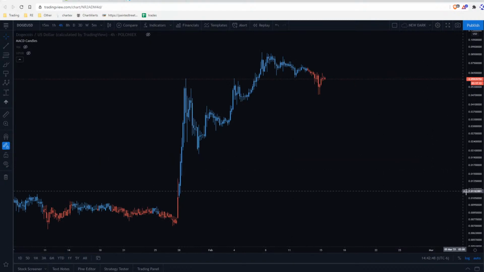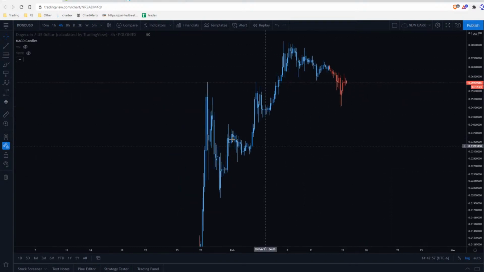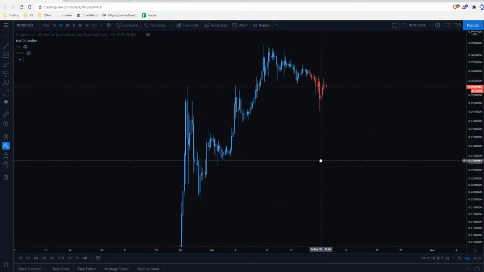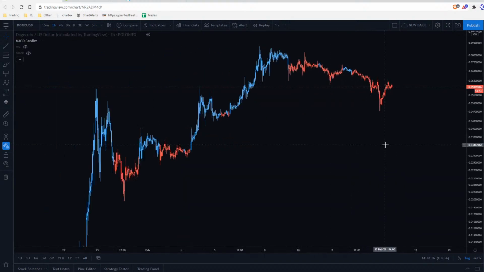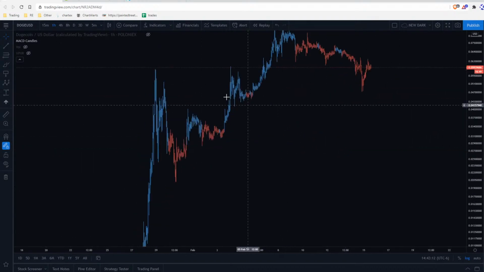That was back here. And Link since then has only gone up. Now I sent him a picture of how Link has only gone up since that point. This actually doesn't look bad though. So I'm not going to trade Doge. I'm not interested in Doge at all.